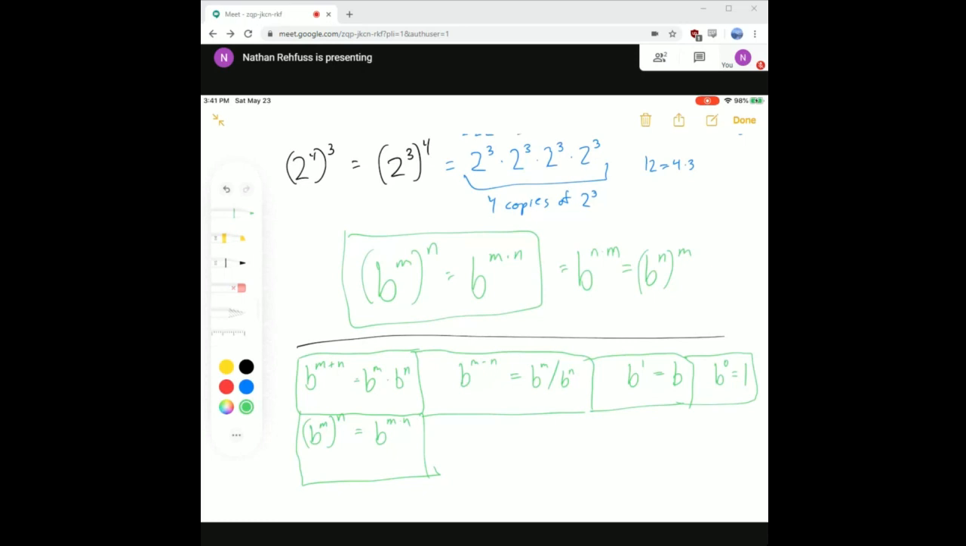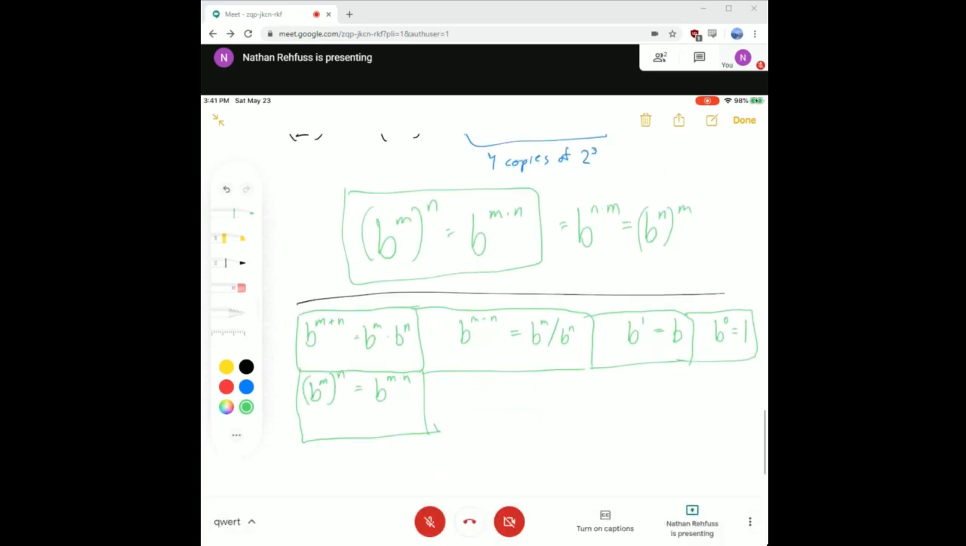Just want to record these names for posterity. I'll call this the product property. I'll call this the quotient property. This one will be the nested exponents property. I'm going to write nesting property. And these two don't really have names, but anything to the first power is the same number. And as long as the base isn't 0, write that down here, b is not equal to 0, then the base to 0 is 1.